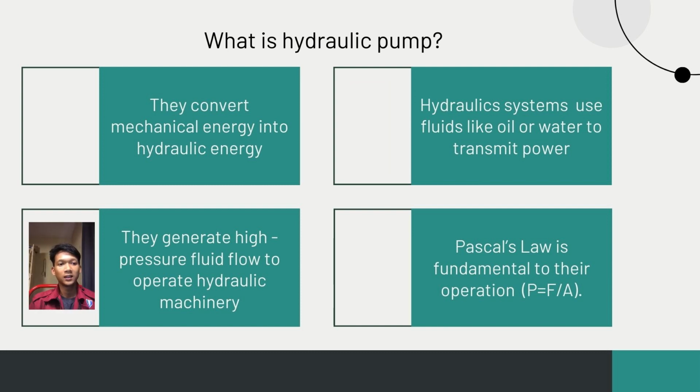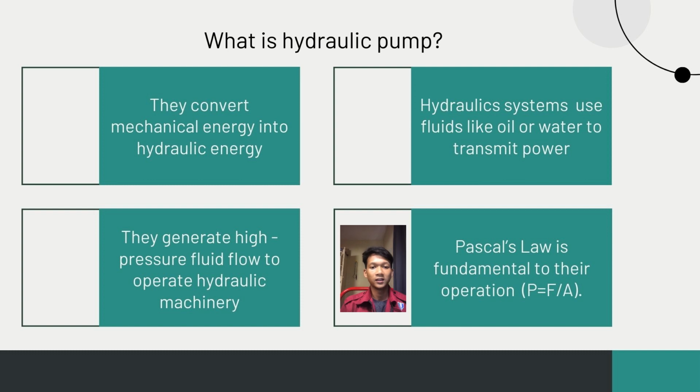Other than that, hydraulic systems can generate high pressure fluid to operate hydraulic machinery, and the operation of hydraulics is based on Pascal's law, which is P equals F over A, or pressure equals force over area. Pascal also stated that the external static pressure applied on a confined liquid is distributed or transmitted evenly throughout the liquid in all directions.